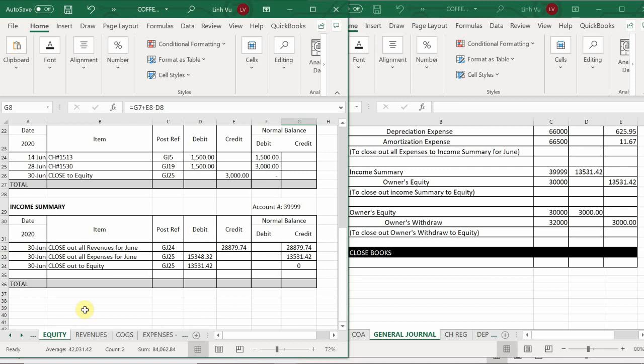Got it, thank you. Okay, so here for the income summary, we started off by crediting our revenues. Then the next step was we debited our expenses. And once we debited our expenses, we had a total credit balance of $13,531.42. With that, we decided to debit that because we're going to zero it out to our owner's equity. So that made us debit the account. Okay.